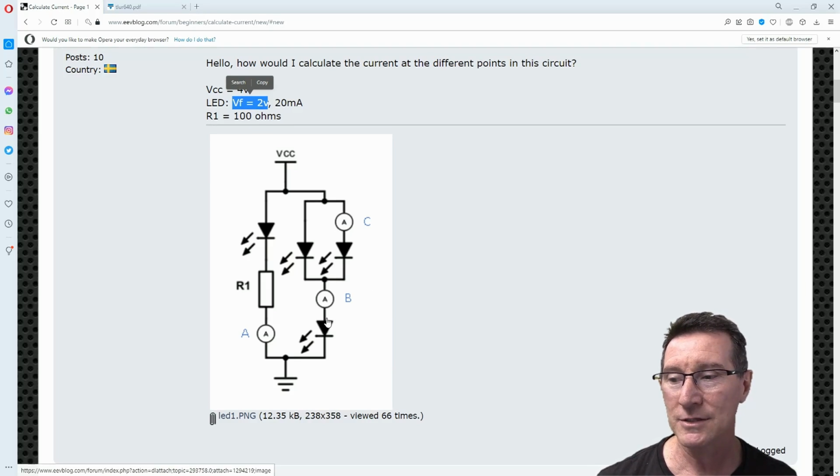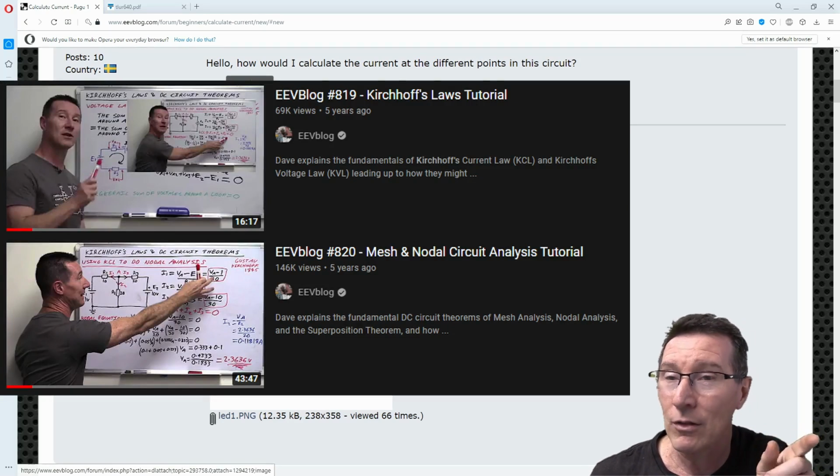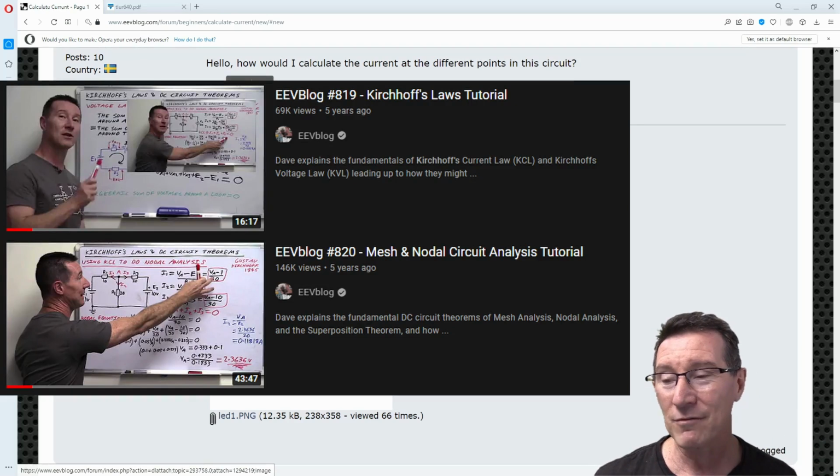Kirchhoff's current law says that the current entering the node must equal the current leaving the node. I've done a video on that. I'll link it up there and down below if you haven't seen it.